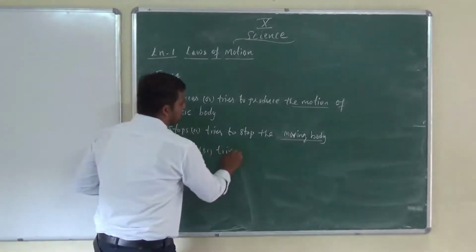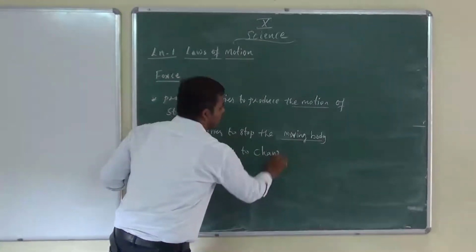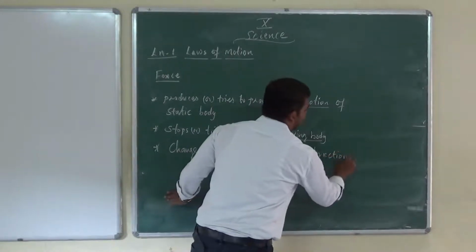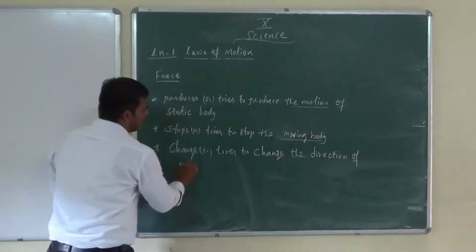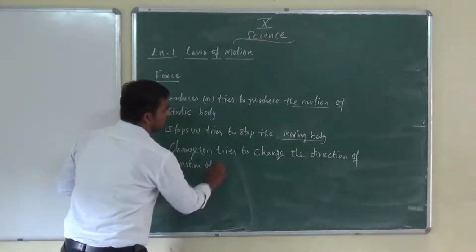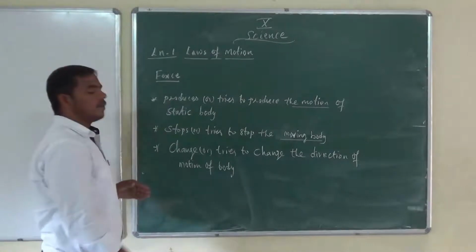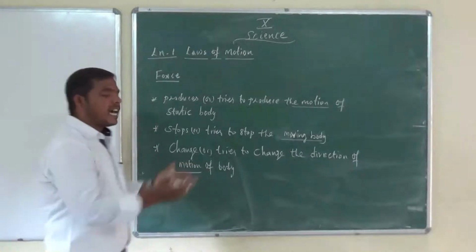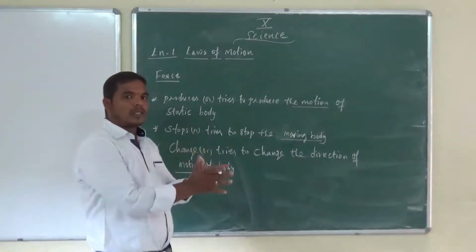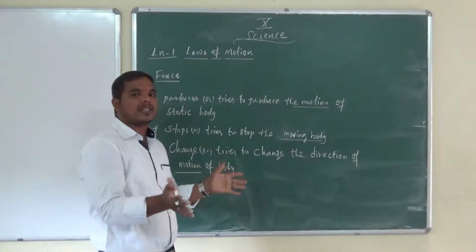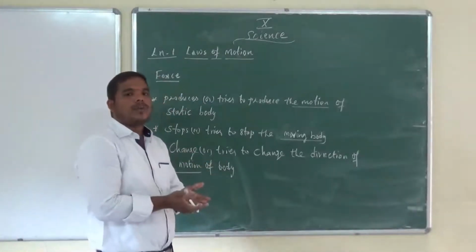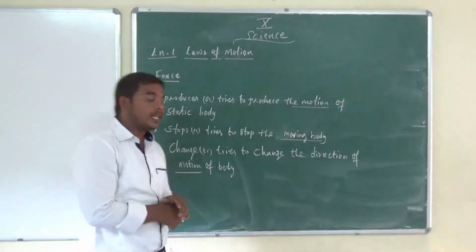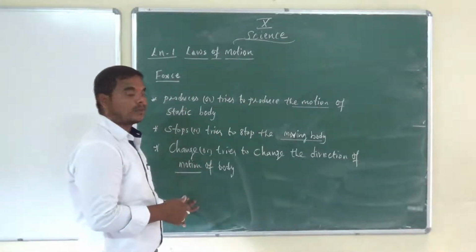Next, change or tries to change the direction of motion of the body. What is that? Direction of motion of body. It changes the direction when you apply the force. It changes the direction, it stops the moving body, or it starts to produce motion of a static body. These are the effects of force.